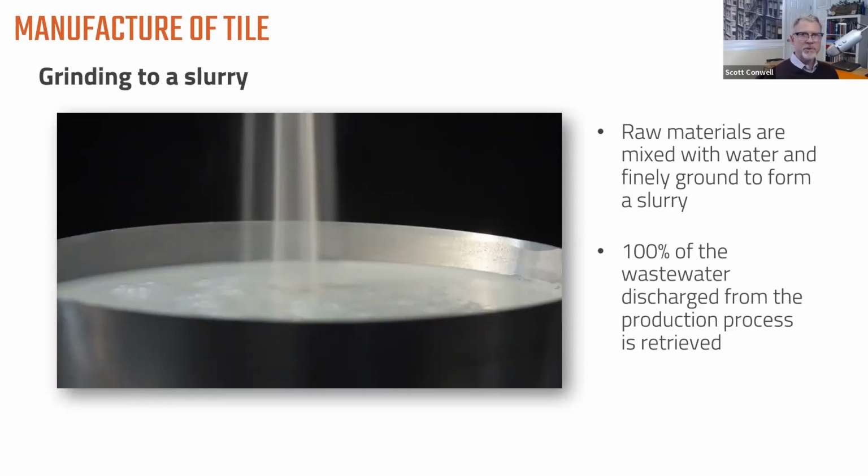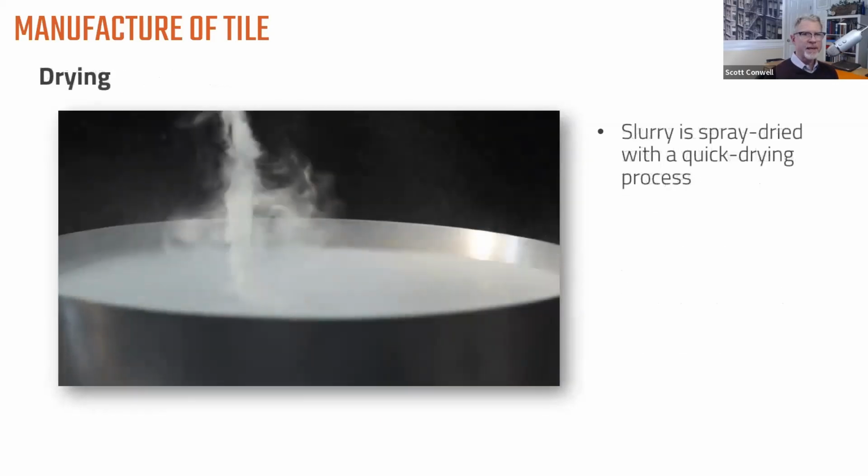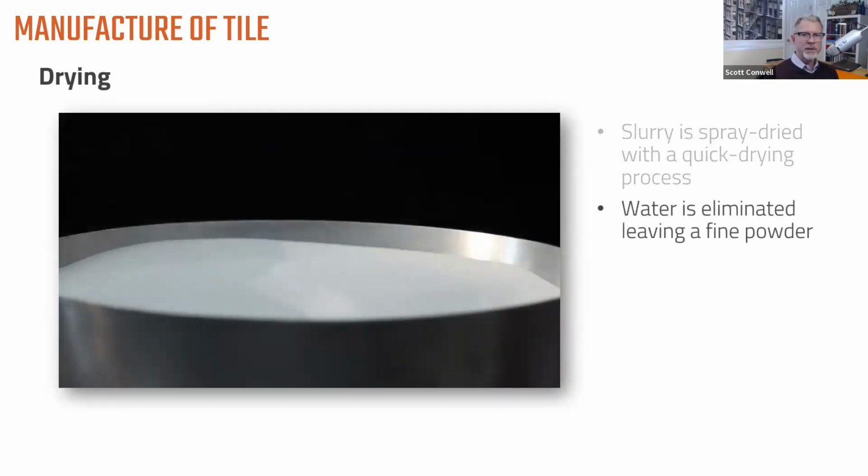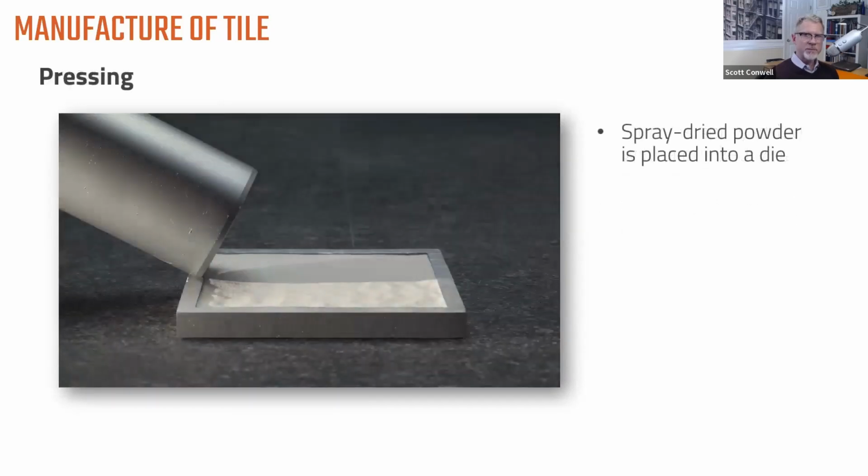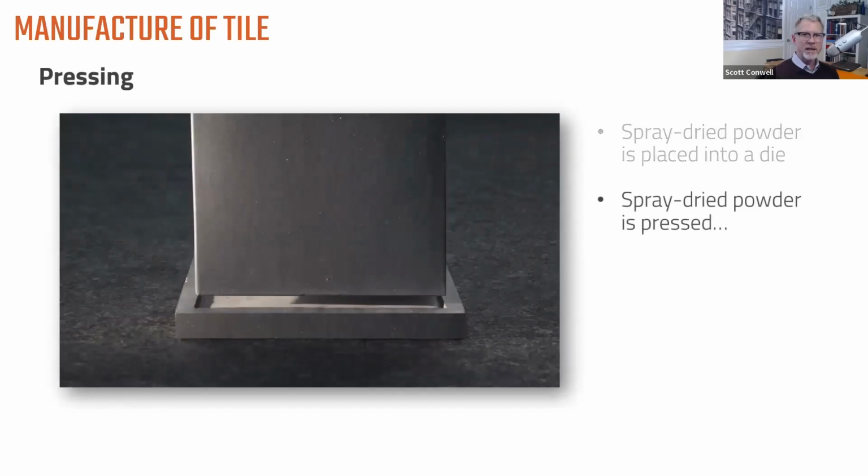So all these materials are mixed together in a ball mixer or a grinding machine, and they are turned into a slurry as water is mixed with them, and that water is recovered, and the slurry is spray dried, and the water is eliminated, and what we have left is a fine powder. These images, by the way, are just conceptual. They make more than one tile at a time, but I think these do a good job of telling the story. So that powder is placed into a die, and it is pressed, except for quarry tile.